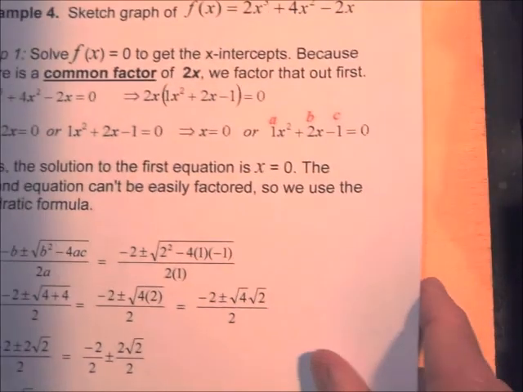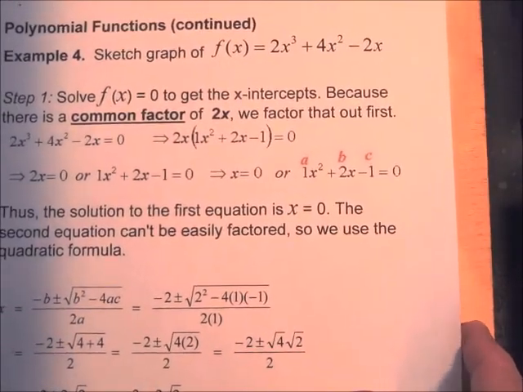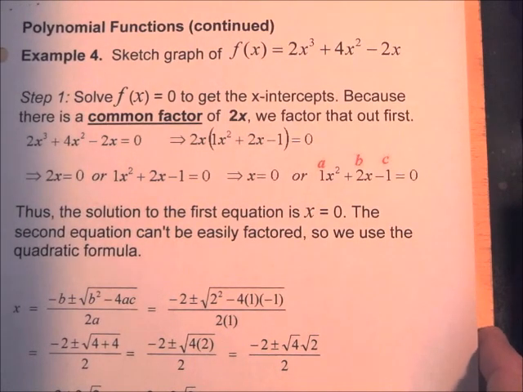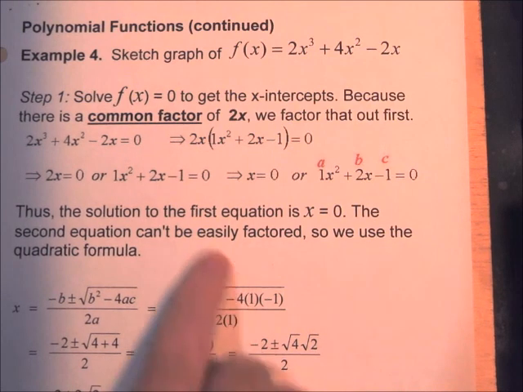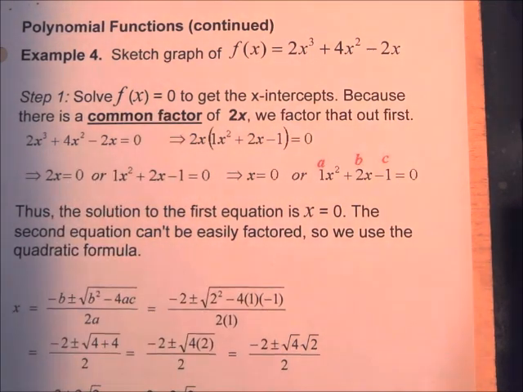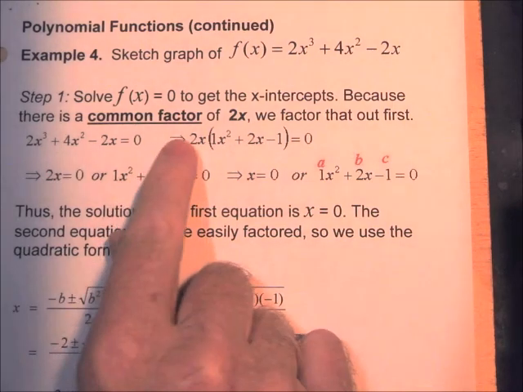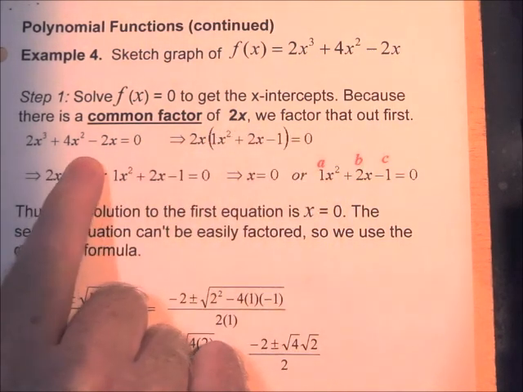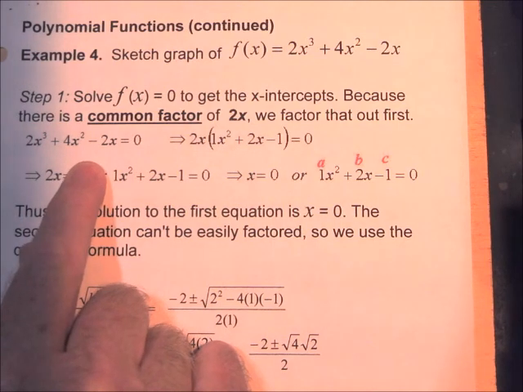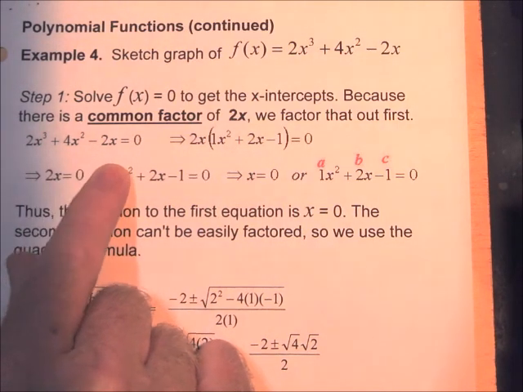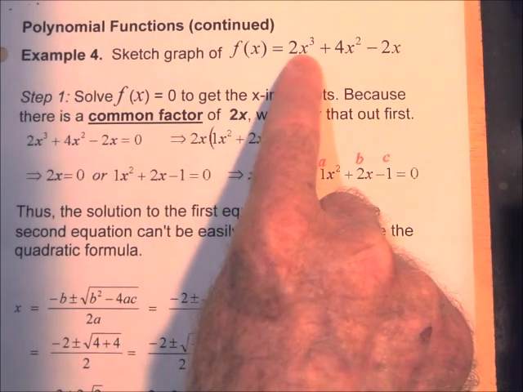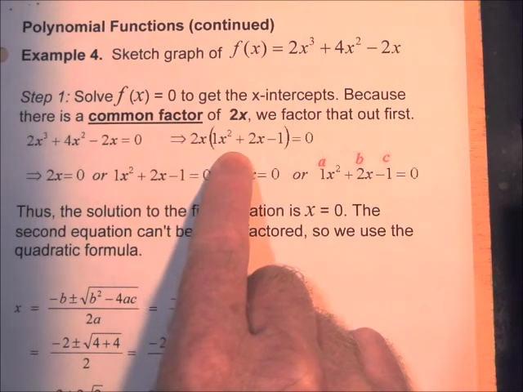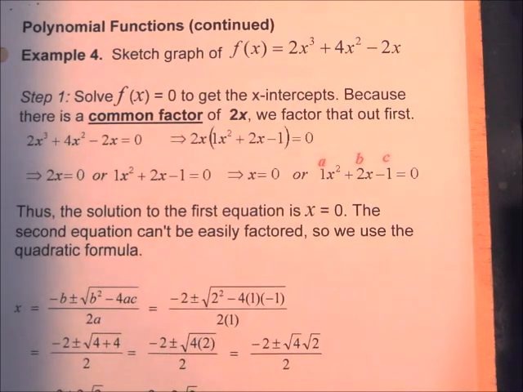Another example, f of x equals 2x cubed plus 4x squared minus 2x. And again, we want to solve f of x equals 0 to get the x-intercepts. Because there's a common factor of 2x, we start out by factoring out the common factor. You always want to do that first, or generally you want to do that first. If you divide each term by the common factor of 2x, what's left is 1x squared plus 2x minus 1 equals 0. And then we use the zero product rule.